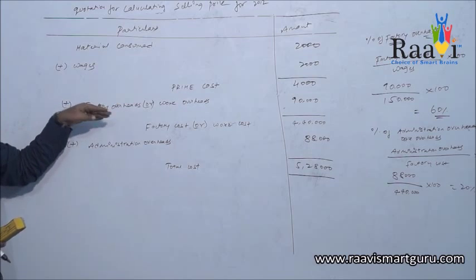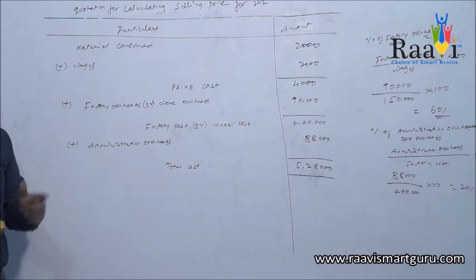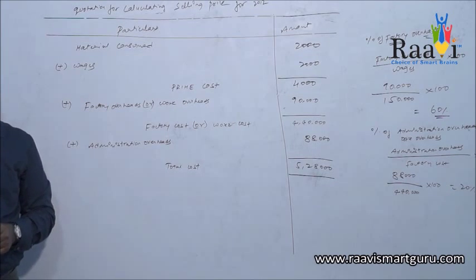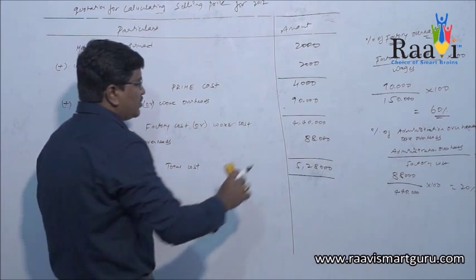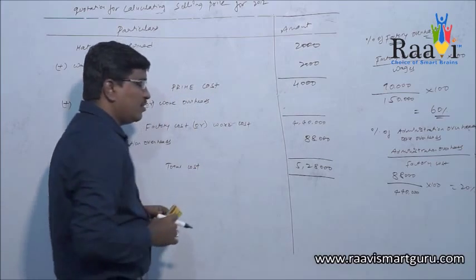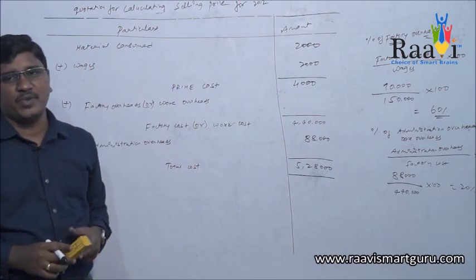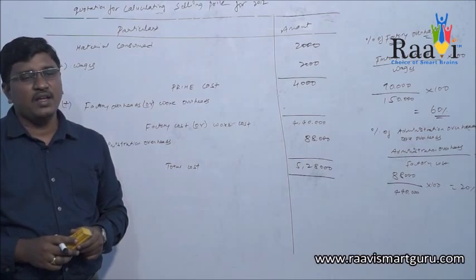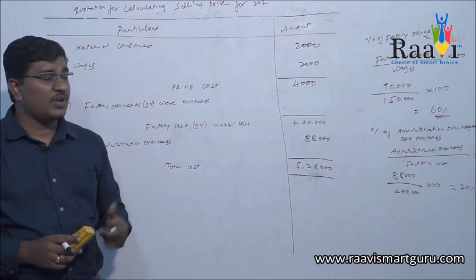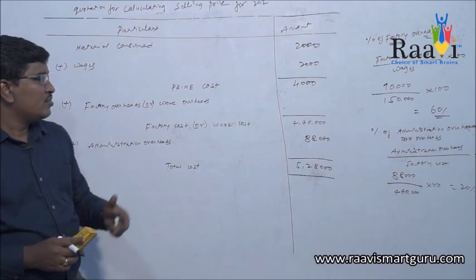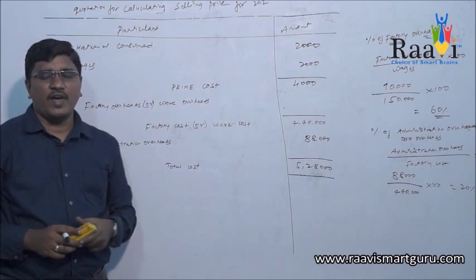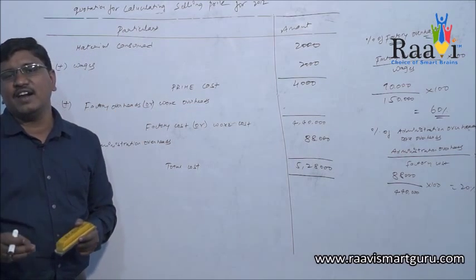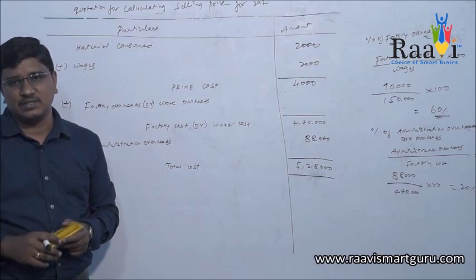For prime cost we need to add the factory overheads, but the value of factory overheads is not given in the question. We need to calculate the value of factory overheads. So how will we get it? Already we calculated the percentage of factory overheads, that is factory overheads divided by wages into 100. We got a percentage of 60. So always this factory overhead should be calculated on the wages.